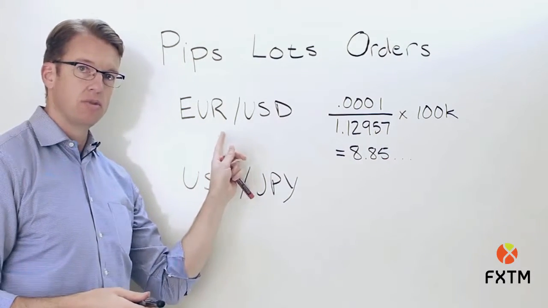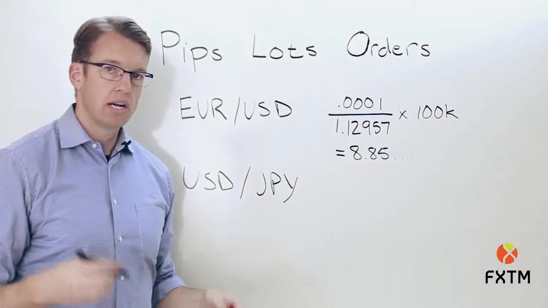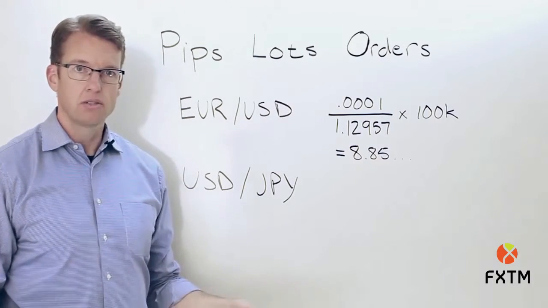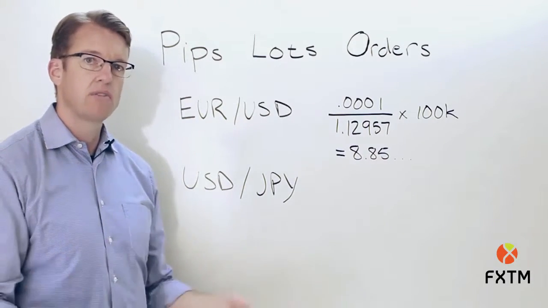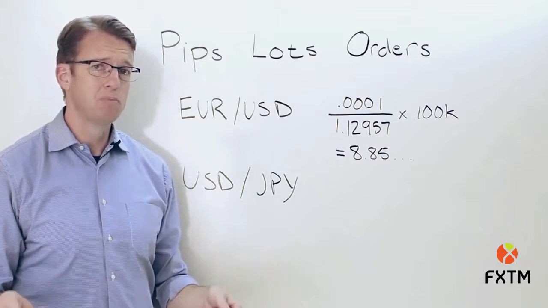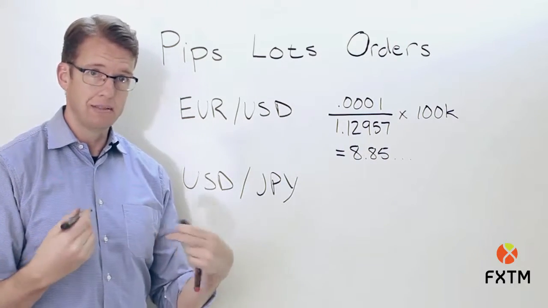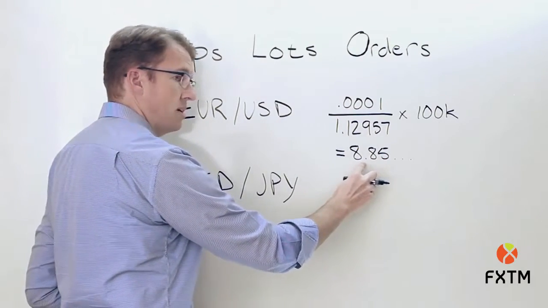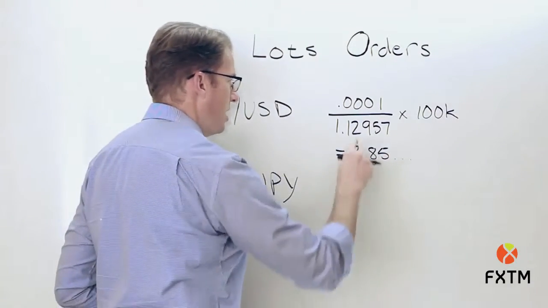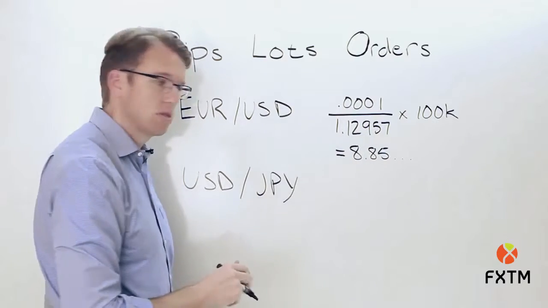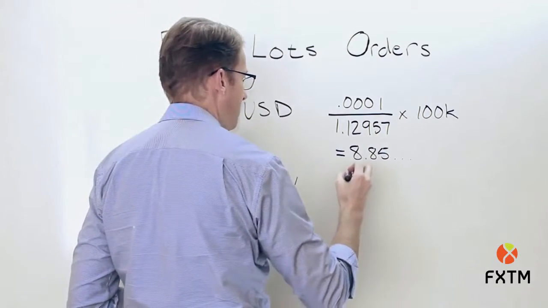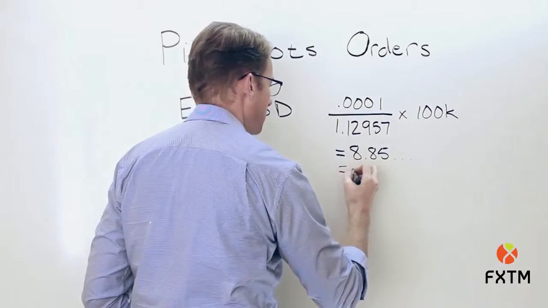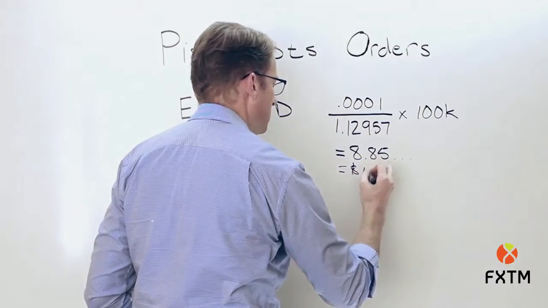base currency terms. So what if your account currency is the dollar? Let's say that your account currency is the dollar and you're trying to figure out, how much is a 1 pip move worth to me in my own account currency? Well, that's easy. All we have to do is take this number here, 8.85 and so forth, and multiply it by the exchange rate, which is 1.12957. And if we do that, that's going to come out to be an even $10.